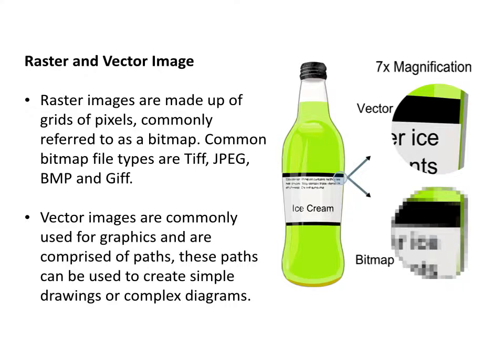Vector images are commonly used for graphics and are comprised of paths, which are defined by a start and end point, along with points, curves and angles along the way. A path can be a line, a square, a triangle or a curved shape. These paths can be used to create simple drawings or complex diagrams. They are used for graphics such as logos, as they can be scaled up without pixelation.